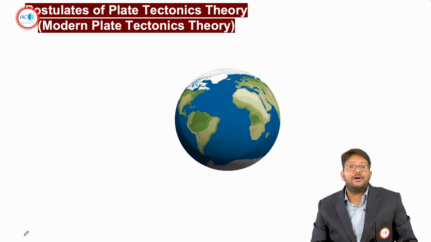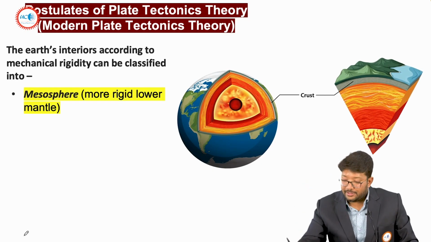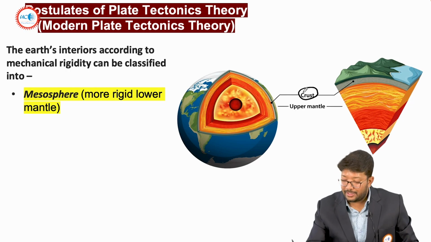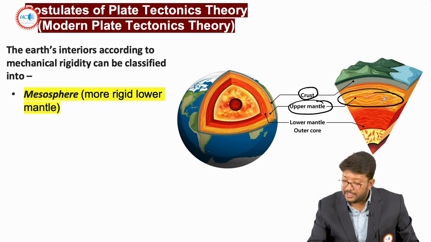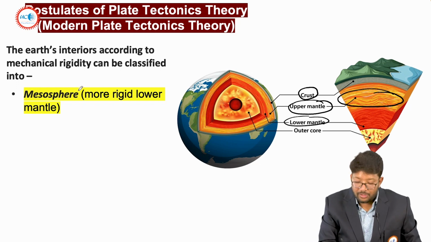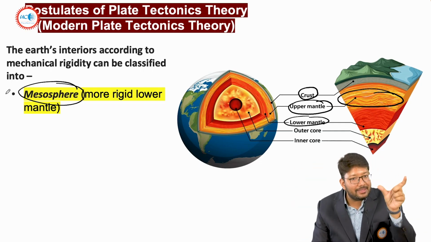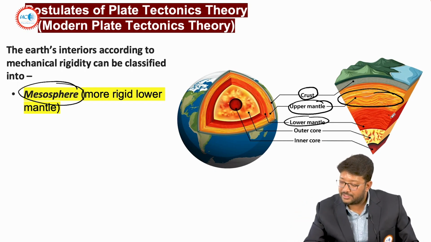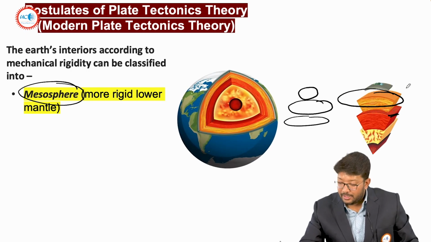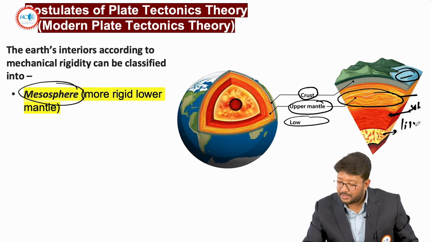The third layer is the mesosphere. So the top one was the lithosphere, the second was the asthenosphere, the upper mantle, and the mesosphere is the lower mantle. There is one more mesosphere in the atmospheric layers also; don't confuse it with that one. This is the more rigid lower mantle. This is fully solid, this is liquid, this is solid, this is liquid, and this is again solid.